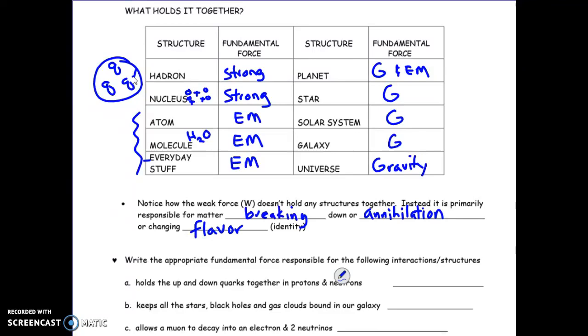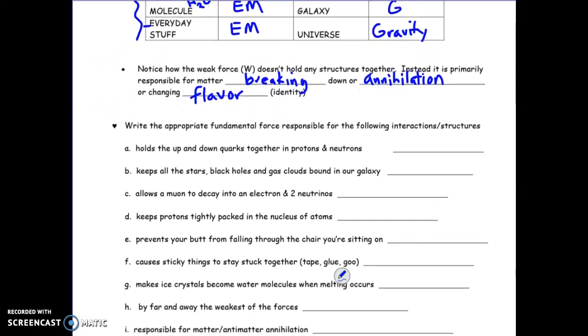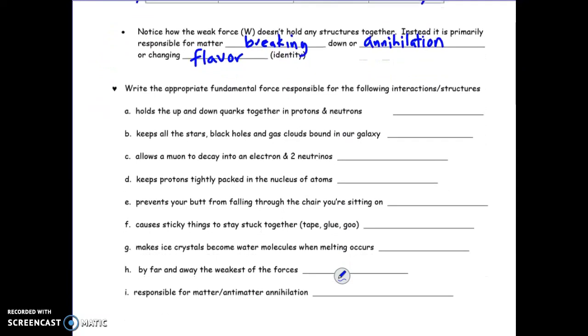Okay, so what I want you to do on your own, when you come to class, is, given the following situations, decide which of the four forces are responsible for them. You have the chart above. It should be pretty straightforward. The first one holds up and down quarks together to make a proton and a neutron. As soon as I see these, I see that they're at what level? That's correct, the nuclear level. So that's going to be the strong force.